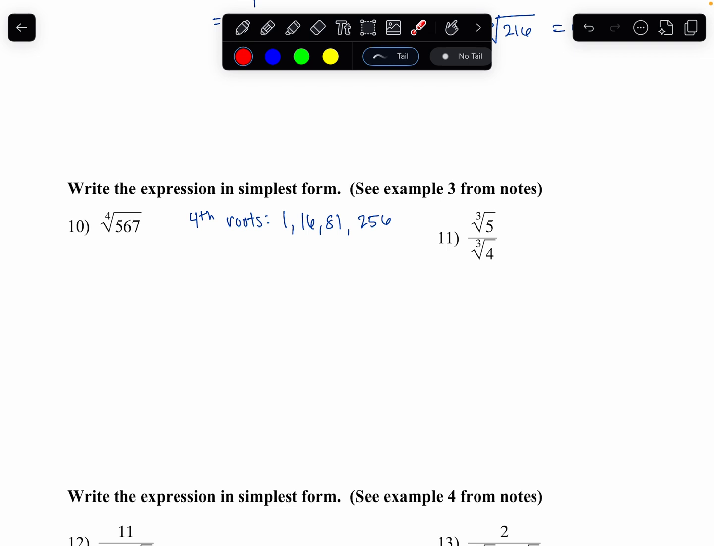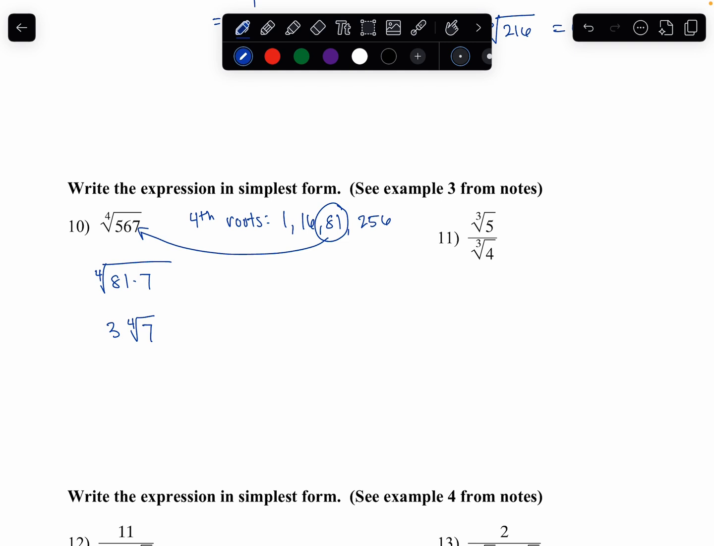So now I'll do 567 divided by 81. And I get 7. So this right here divides into that. So I have the fourth root of 81 times 7, and the fourth root of 81 is 3. So 3 times the fourth root of 7. And there we go. That's as simplified as it can be.